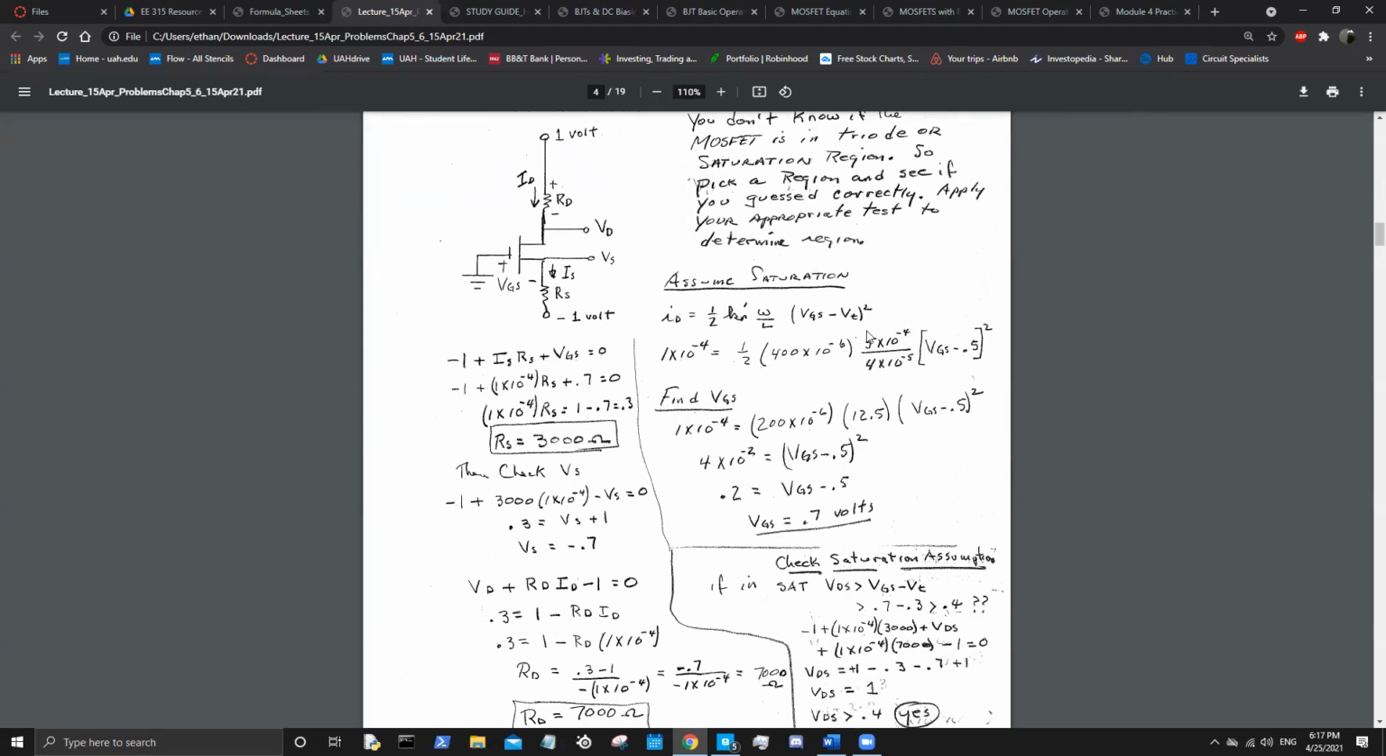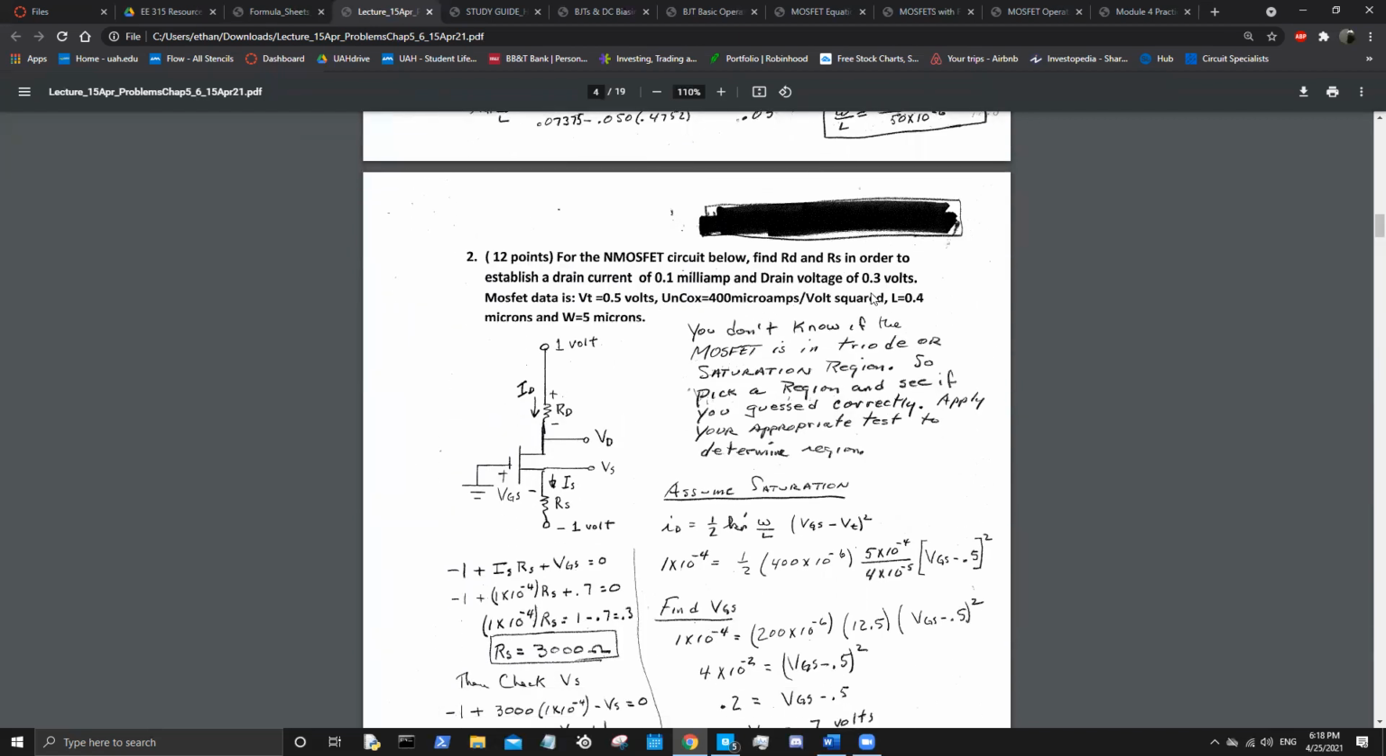So assuming saturation, he pulled that formula and plugged in the information that he was given. We were given ID, we were given K, K prime. We were given W, we were given L, plugged in there. We were not given the gate source voltage, which is something we have to calculate, if I'm not mistaken.